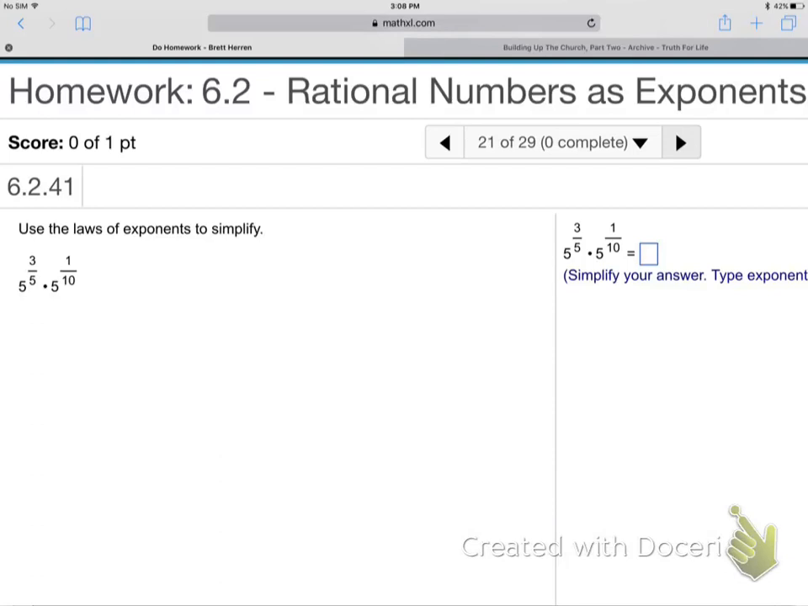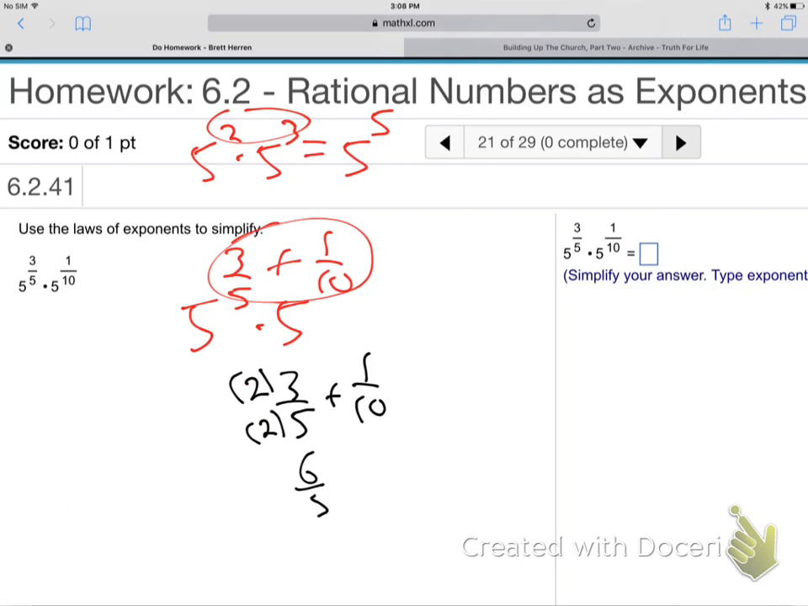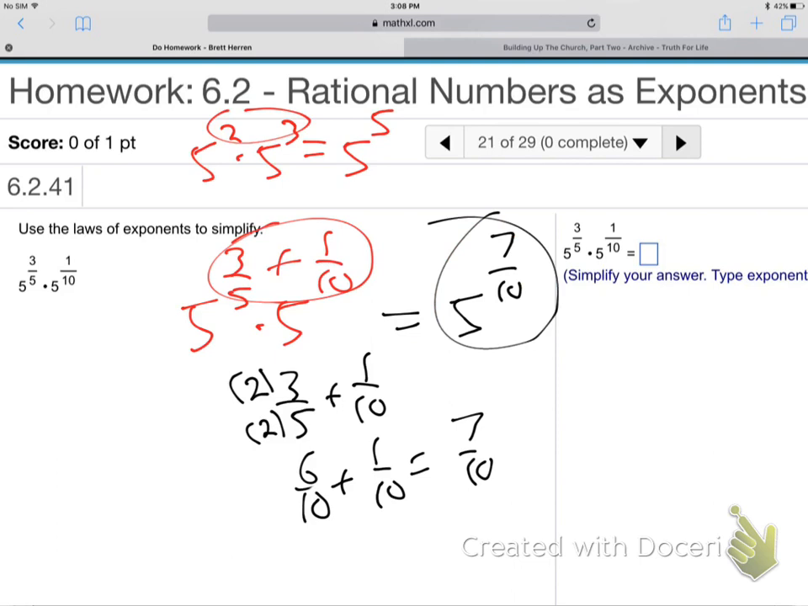Right, we're right here at the end. There must be review, so I remember these at the end. So 5 to the 3/5 times 5 to the 1/10. What is the rule? What if you had like 5 to the second times 5 to the third? What's the rule there? What do we do with the powers? Add them, huh? So same thing here. I've got to add these powers. So how do you add 3/5 and 1/10? Common denominator. Multiply top and bottom by 2. 6/10 plus 1/10. 7/10. So this is 5 to the 7/10.